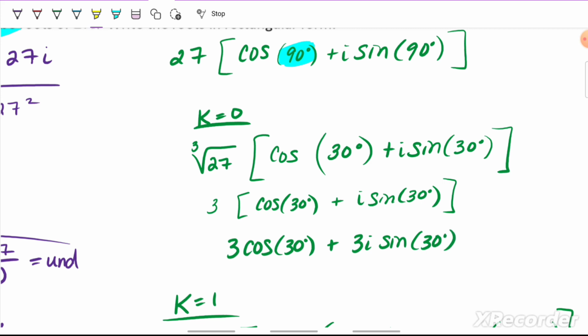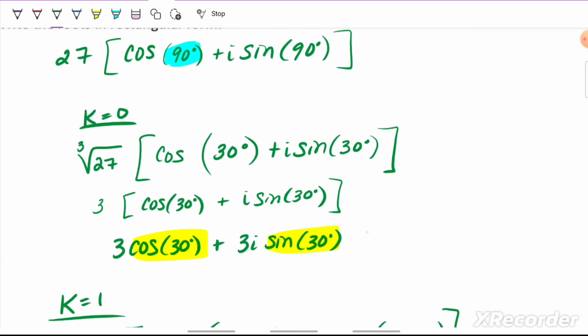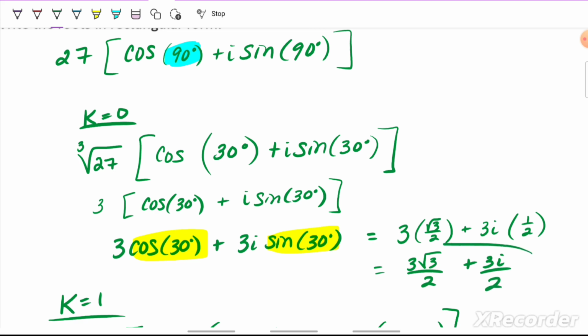And then we'll get our actual trig values here. This will be 3 times square root of 3 over 2 plus 3i times a half. Our first complex cube root is going to be 3 square root of 3 over 2 plus 3i over 2. And we've got 2 more to clean up.